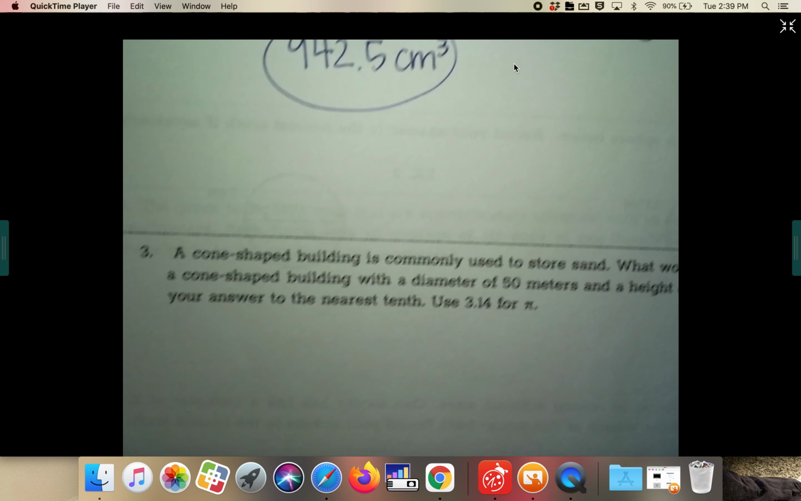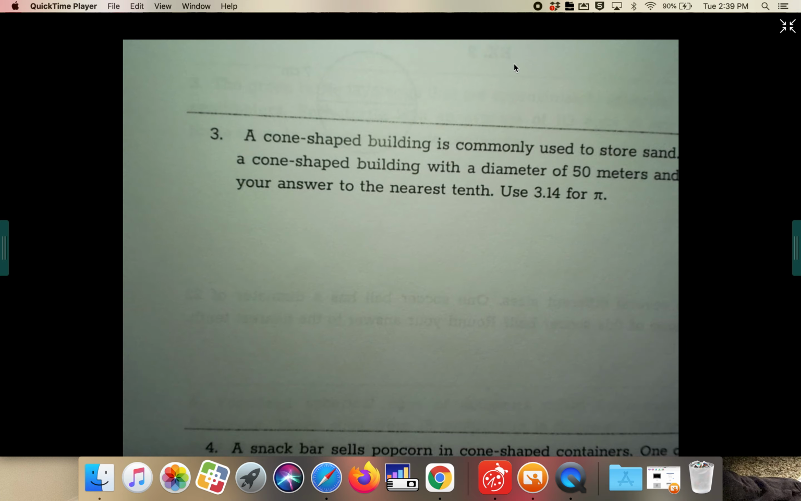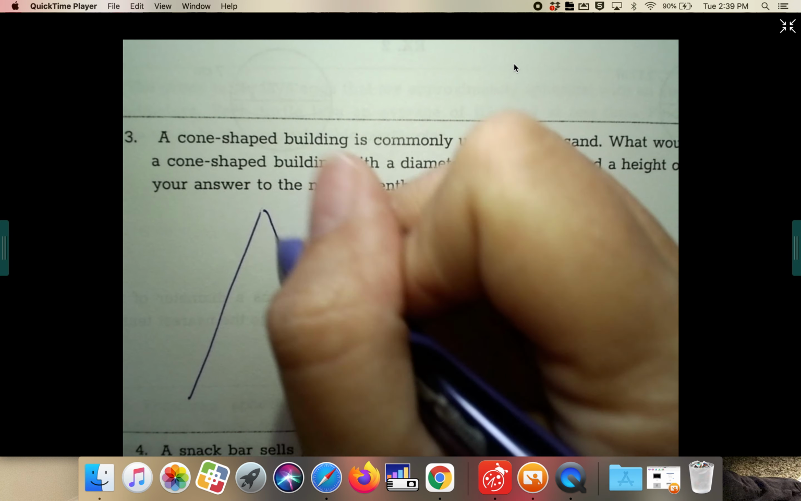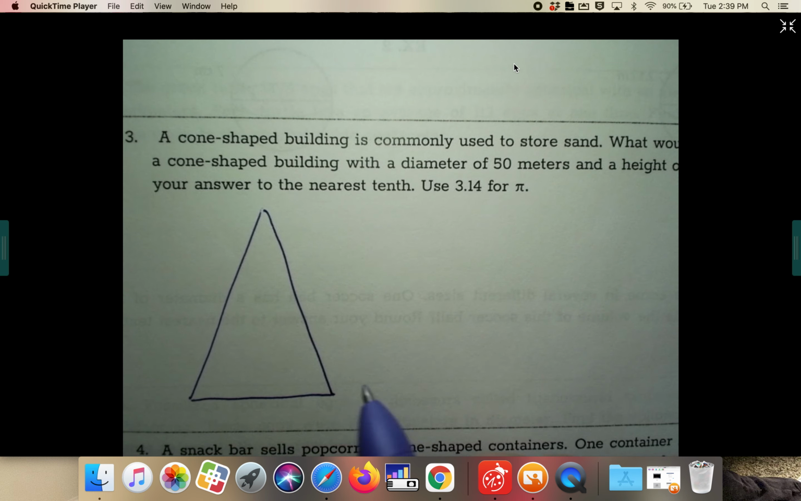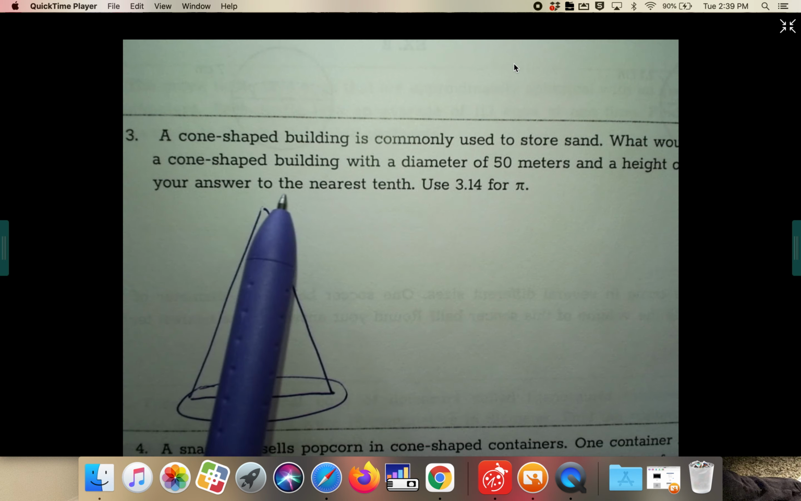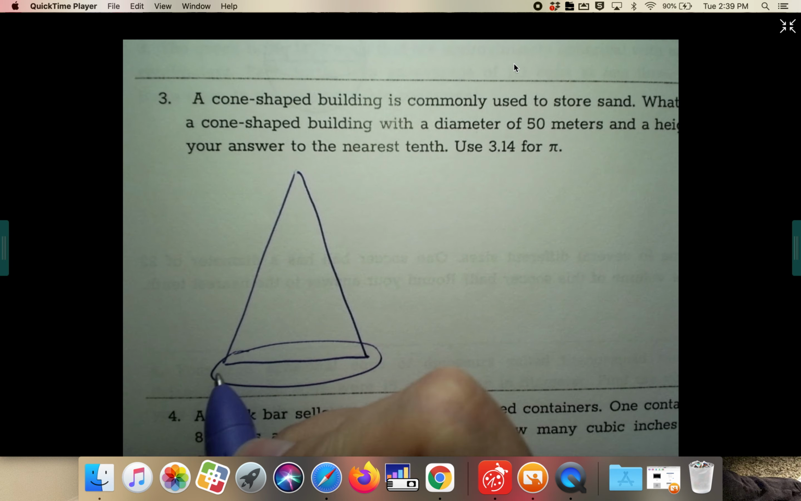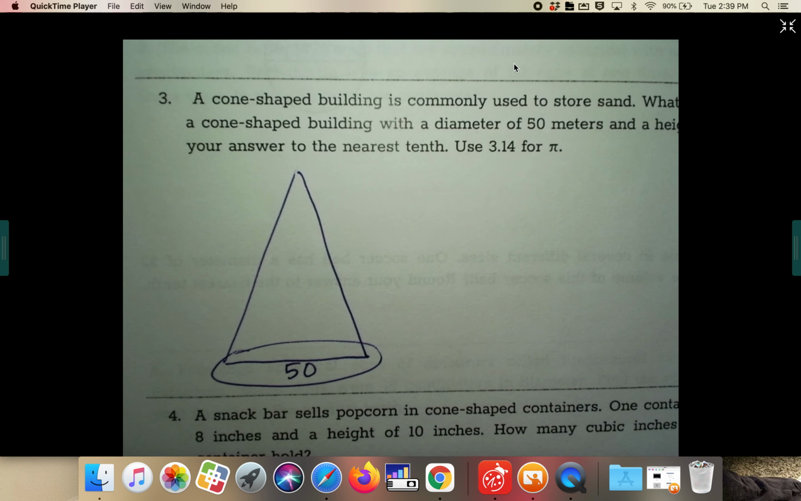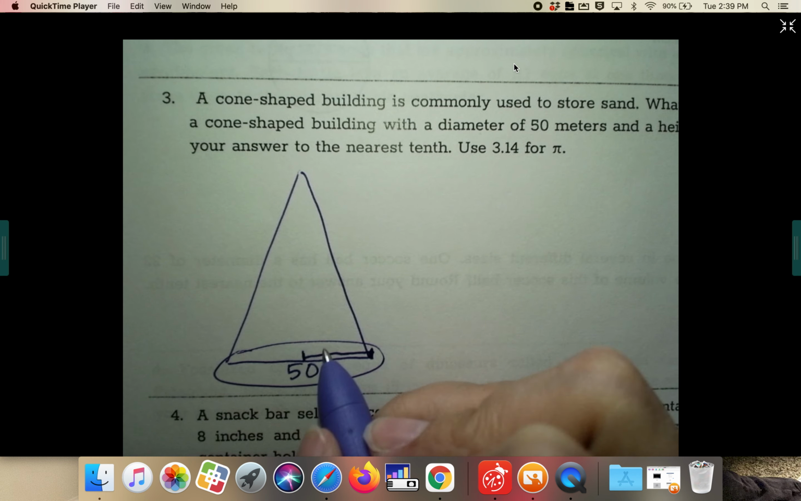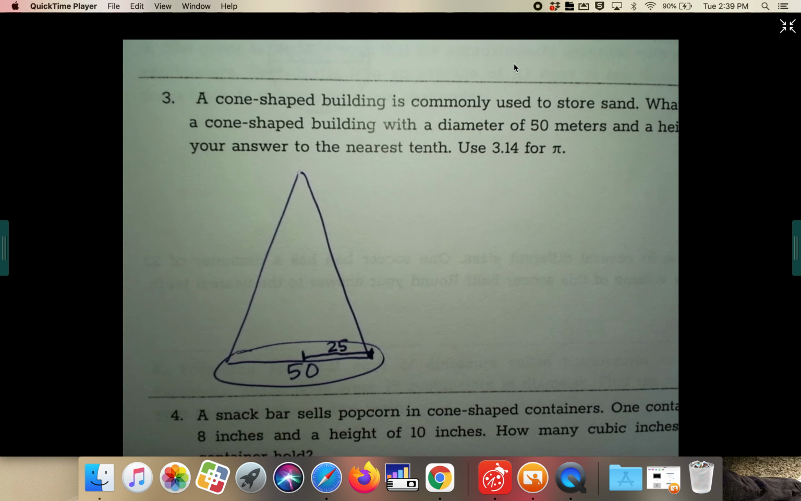Okay, the third problem says a cone-shaped building is commonly used to store sand. So here's your building. It's storing sand. Actually, this might be upside down. I'm not sure. But what would be the volume of the building with a diameter of 50? Okay, that's the whole thing. The diameter is the whole thing. So I would need to already cut that in half and say 25. We only need the radius.